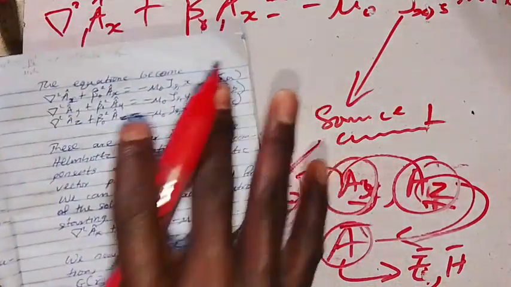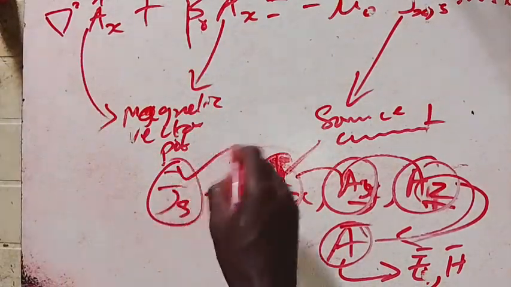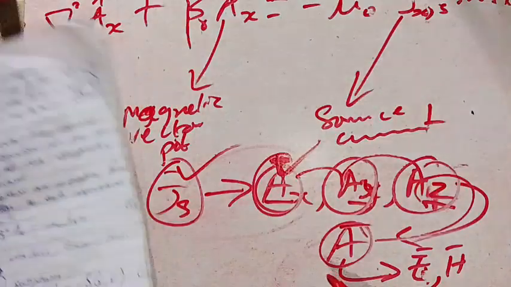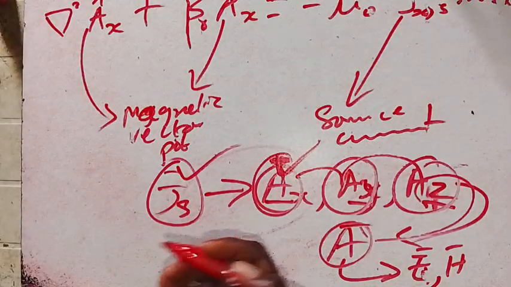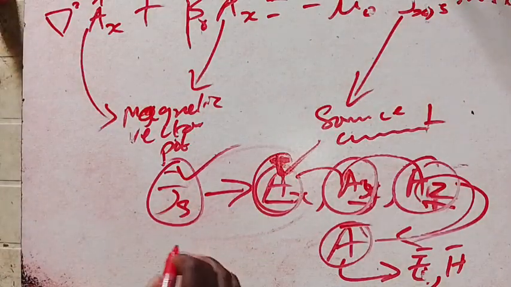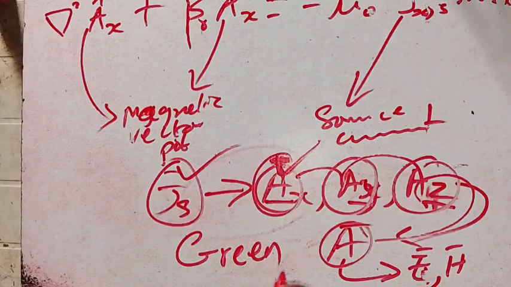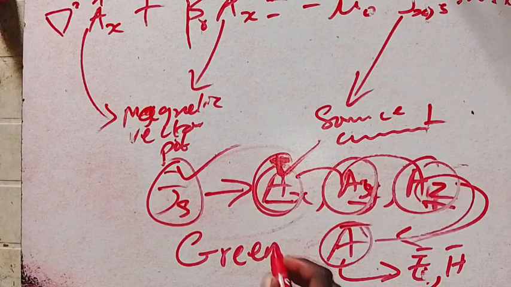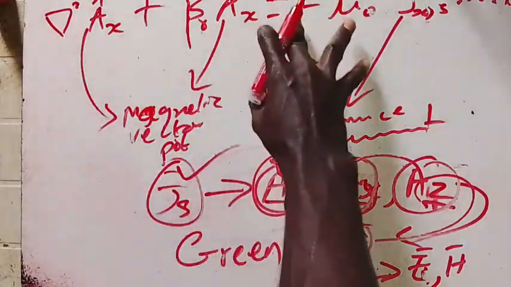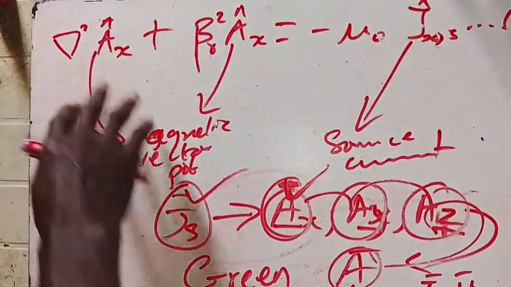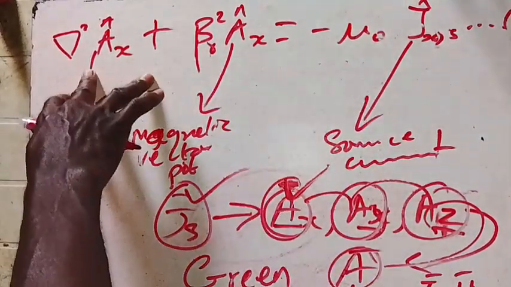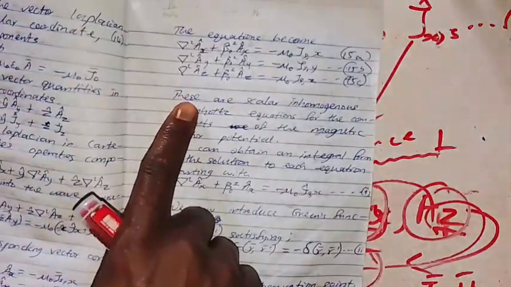So, in a situation where we know the source current, what is the formula, or how do we go about it? A guy named Green has a function that addresses this equation. That's the one for the magnetic vector potential, the Helmholtz equation. Look at it here.